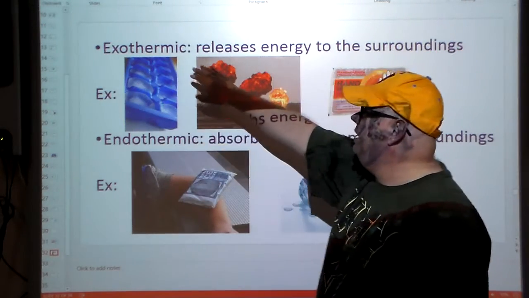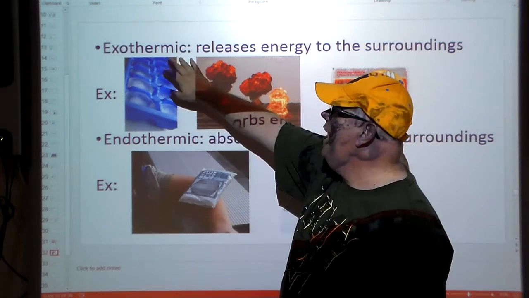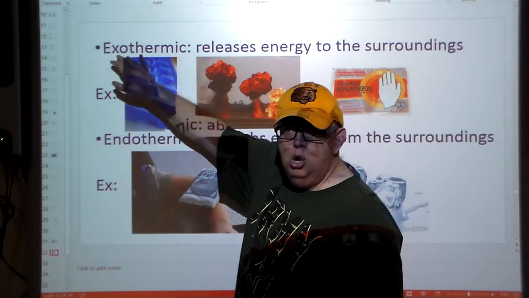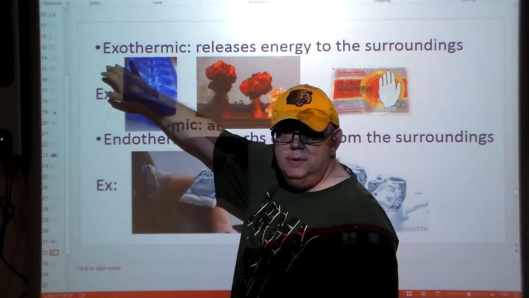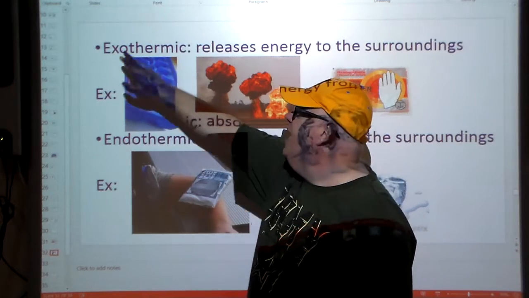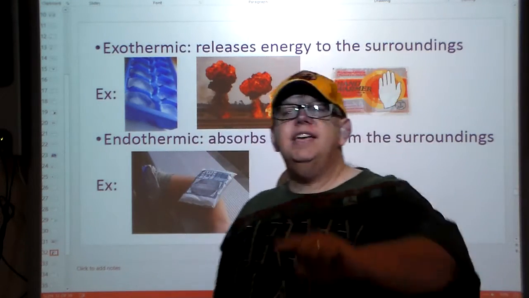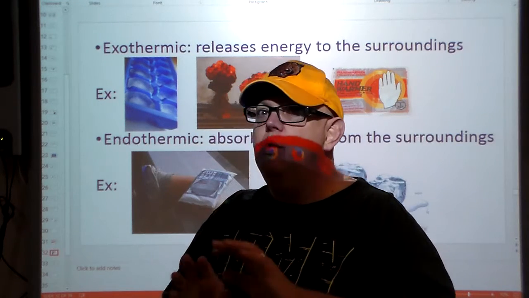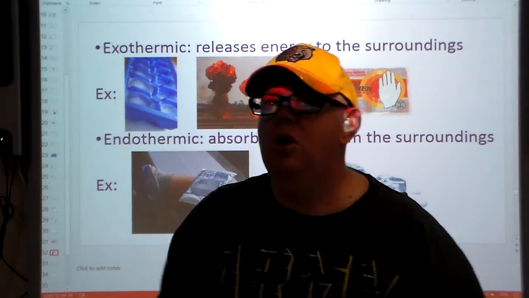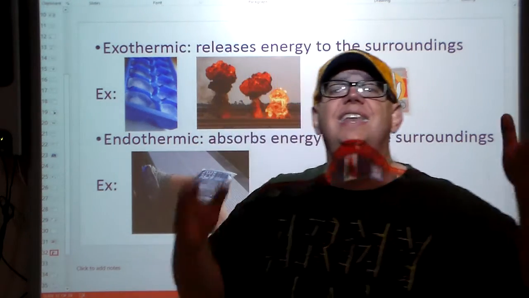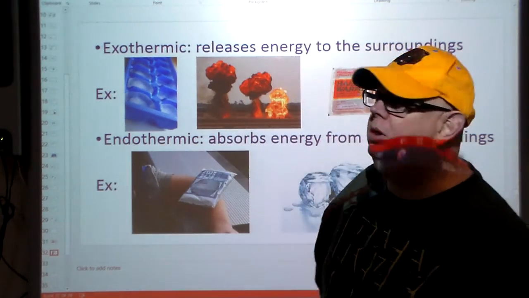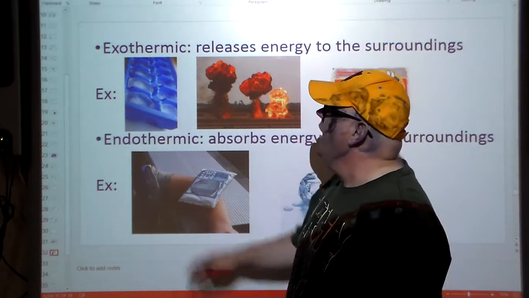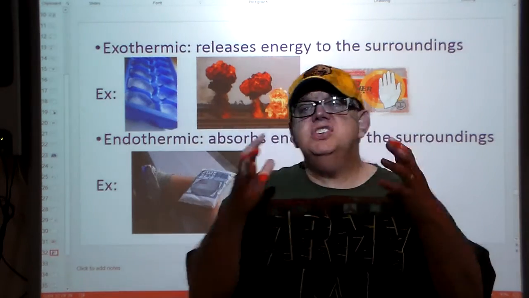So exothermic, let's break down the word. Thermic, having to do with thermometer, thermal energy. So that probably has something to do with heat. Exo, think Exodus. What were the children of Israel doing? They were exiting Egypt, weren't they? They were on an exodus. They named a book of the Bible as a result of it. So exothermic.